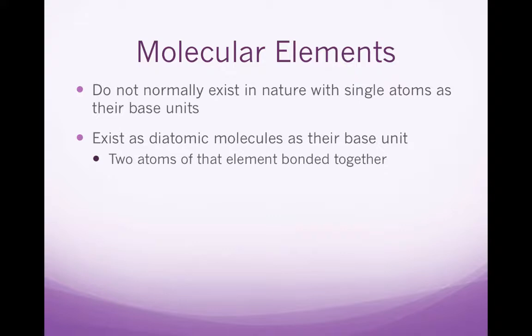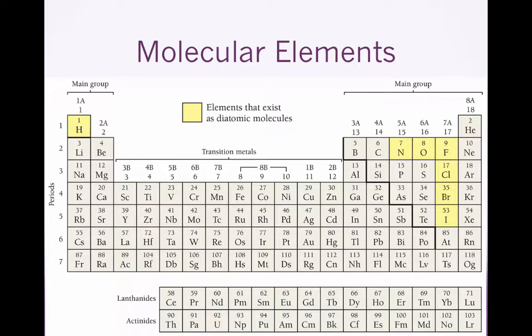Molecular elements do not normally exist in nature with single atoms as their base units. They exist as diatomic molecules as their base unit, so two atoms of that element bonded together. And these elements here in yellow on the periodic table, those are elements that exist as diatomic molecules. So hydrogen's always H2, nitrogen's N2, oxygen's O2, fluorine's F2, chlorine's Cl2, bromine is Br2, and iodine is I2. And you do need to know this.